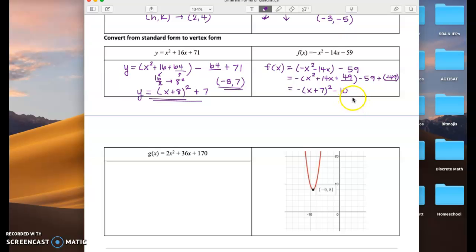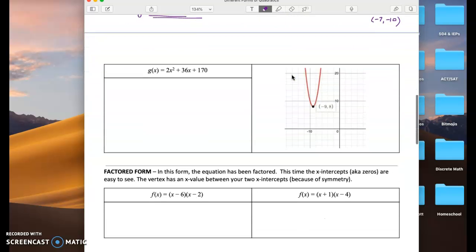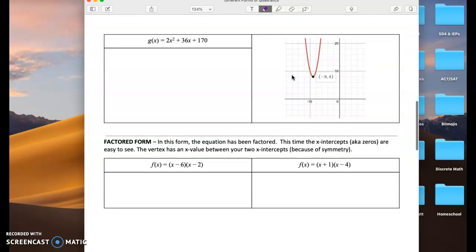I know that this is going to have a maximum because it has a negative sign in the front. And the vertex would be at -7, -10. Now, admittedly, this is not the easiest way to convert. The easiest way to convert to vertex form is to use technology.